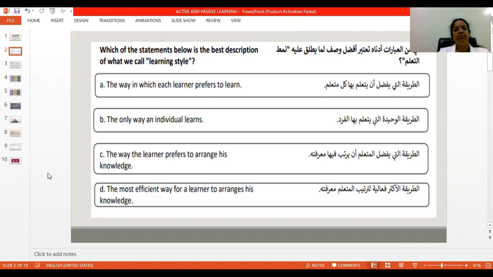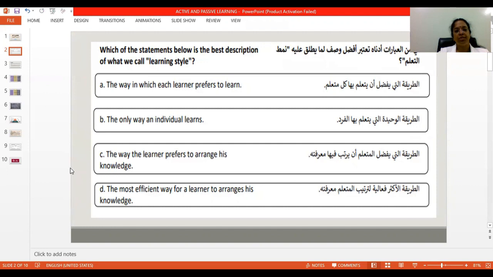Which of the statements below is the best description of what we call learning style? A. The way in which each learner prefers to learn. B. The only way an individual learns. C. The way the learner prefers to arrange his knowledge. D. The most efficient way for a learner to arrange his knowledge.